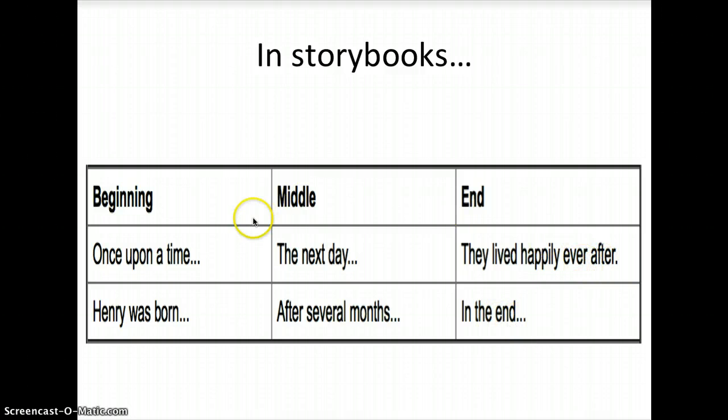You will have time sequence phrases like lived happily ever after, in the end. So these time sequence phrases, once again, they provide more information to the reader, more details to the reader, as well as the order of events. What happened first? What came after that? What happened next? What happened in the end? They are really useful in writing.